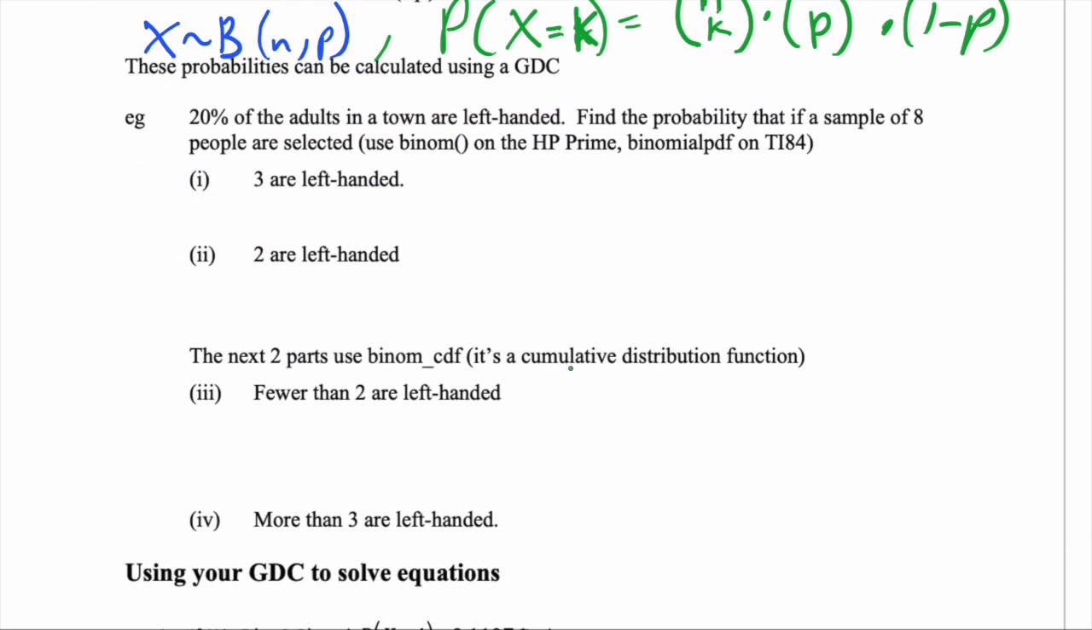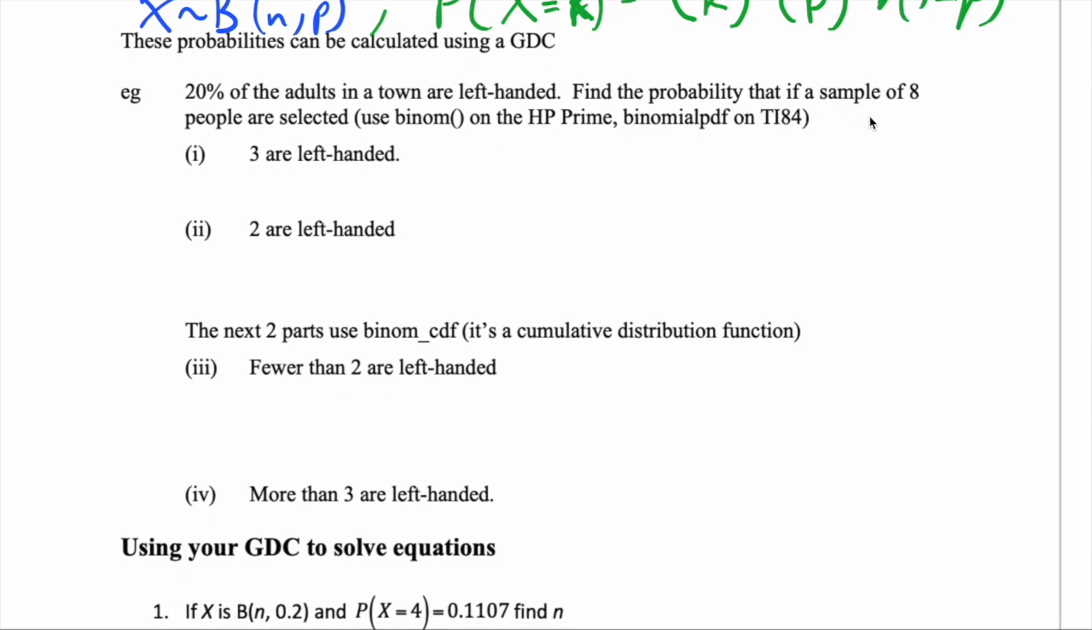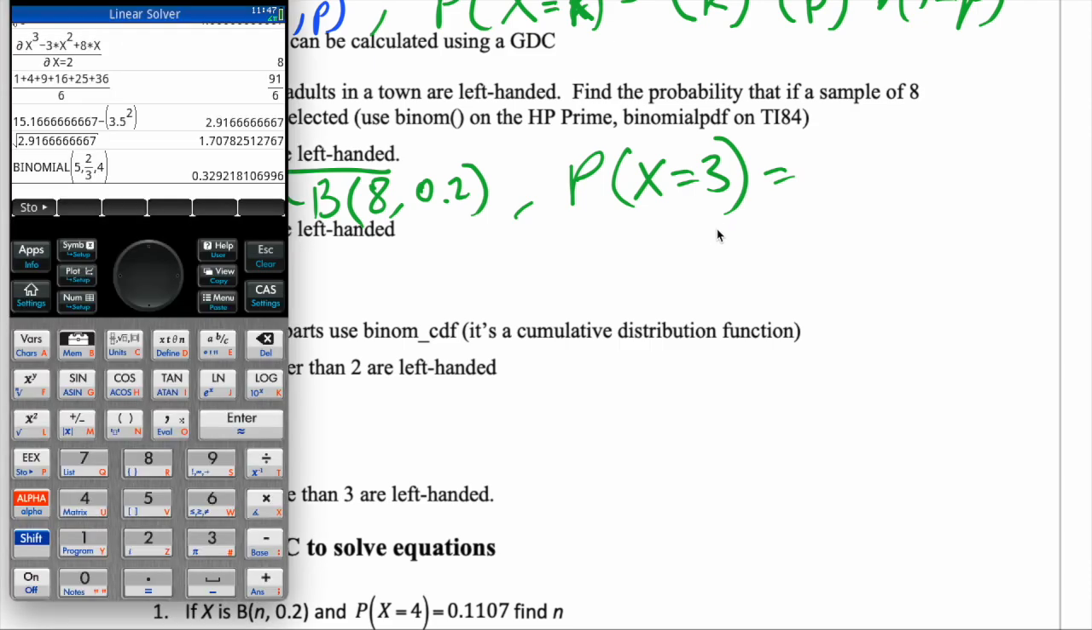Let's do some more examples. 20% of adults are left-handed. Find the probability in a sample of 8 that 3 are left-handed. So we say X has a binomial distribution of 8 because we're selecting from 8 people, and the probability of left-handed is 0.2. And this question is asking us for a probability of exactly 3 left-handed. So we just type those numbers in your calculator, 8, 0.2, and 3.